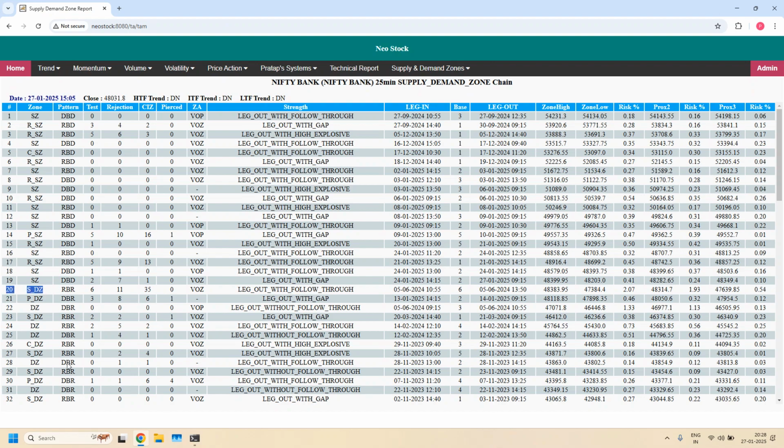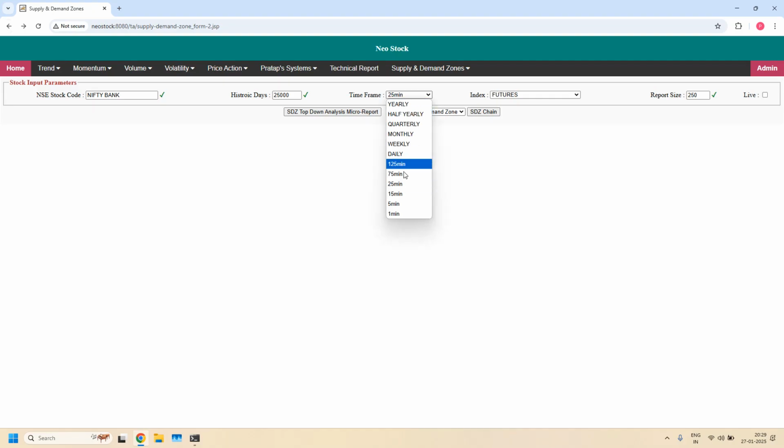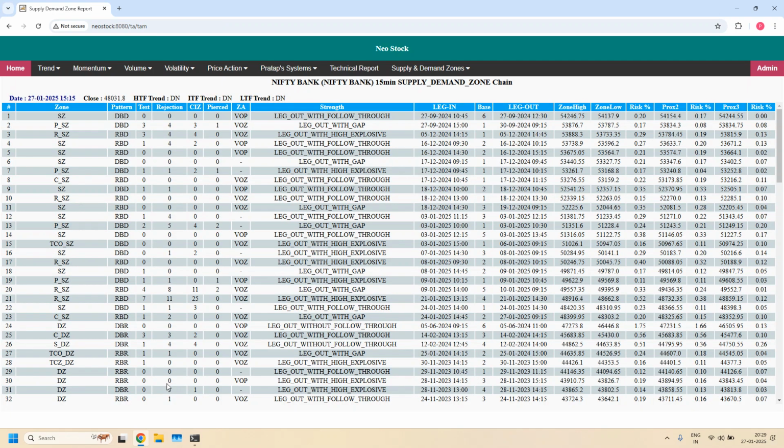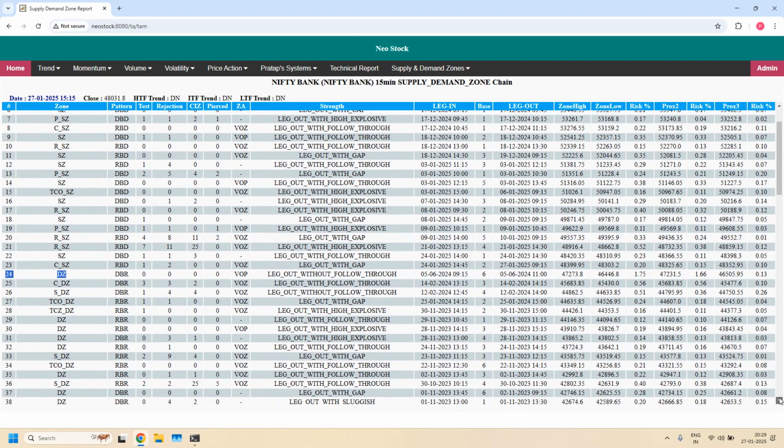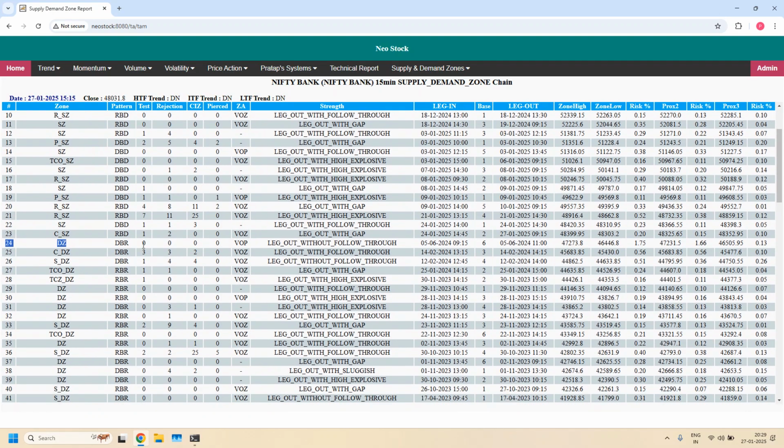So this is the nearest demand zone. This list might be enough. Next, 15 minutes supply demand zone chain for Bank Nifty. So this is the nearest demand zone. I am scrolling the list and I will put it in the center, so that we see equal demand zones and supply zones. This is the nearest demand zone to the current price and this is the nearest supply zone to the current price.